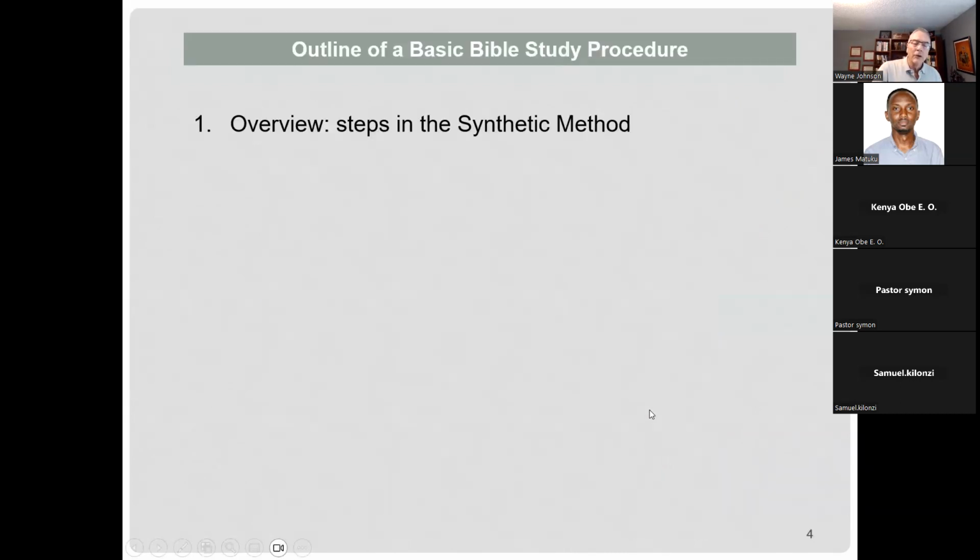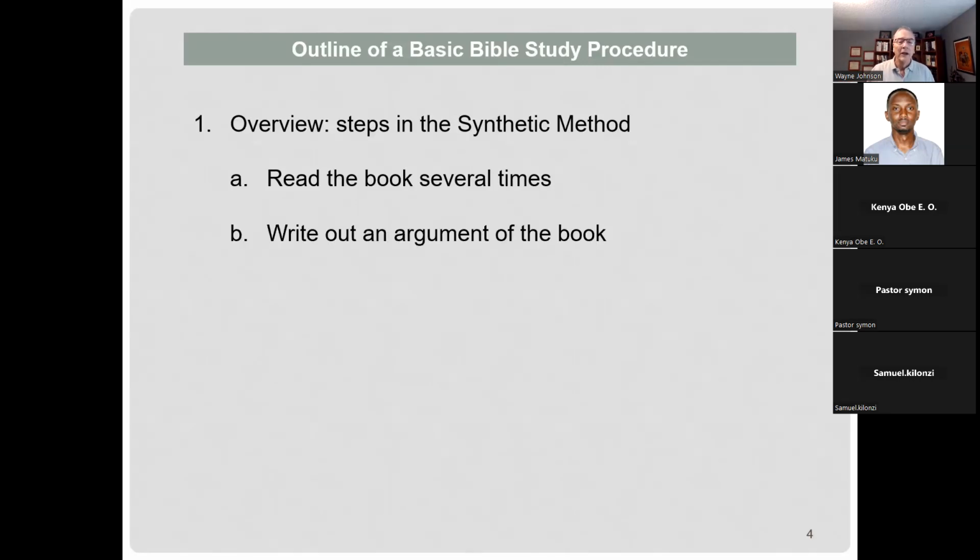An overview of the synthetic method involves the following steps. You begin by reading the book several times. So you're going to be reading the book of Titus in one sitting. That's why I chose a short book. It won't take but 15 minutes or so at a time. But you do that two, three, four times, just to begin to get a sense of what the book as a whole is all about.